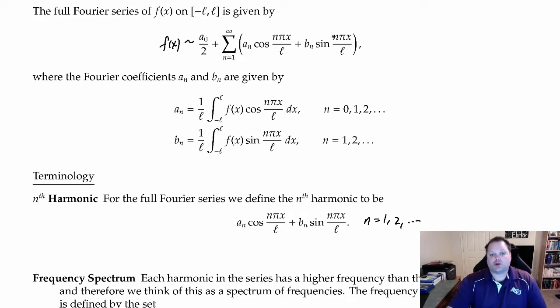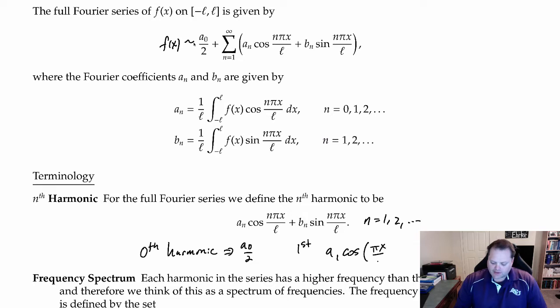If you look at the full Fourier series, the zero term is a naught over 2. And so the zeroth harmonic would actually be a0 over 2. The first harmonic would be a1 cosine pi x over L plus b1 sine pi x over L. And all these, they are the waves, they're called the harmonics. They're the waves that build the signal or the function f of x. These are sort of the signals that compose the function f of x.